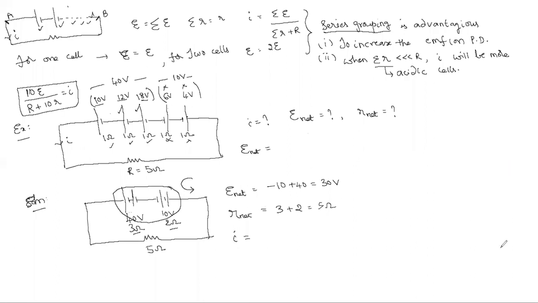Sir, I equals sigma E by sigma r plus R. Means you are trying to use this formula, sigma E by sigma r plus capital R. Very good. Sigma E net is 30 by sigma r net is 5 plus capital R is 5. So this equals 3 amperes. Very good, very good. So you got the answer here.